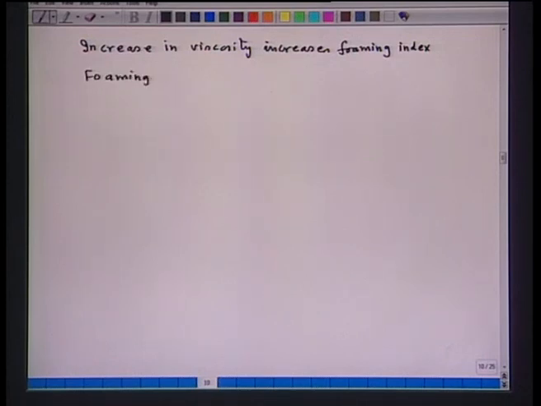Now, about the slag properties, I will summarize some of them. The effect of slag properties: an increase in viscosity increases the foaming index. Then the foaming index decreases with an increase in the basicity of the slag.